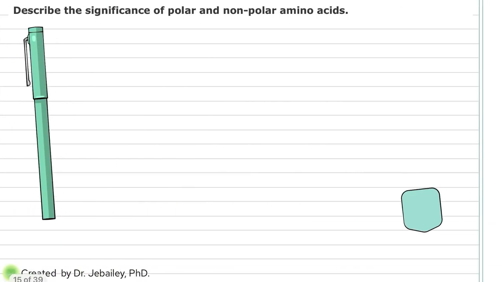So let's go to the next question. The next question here says describe the significance. Significance means the importance of polar and non-polar amino acids. So we're talking about what is it about each one of them. So let's look at basically what is the importance of polar and non-polar.